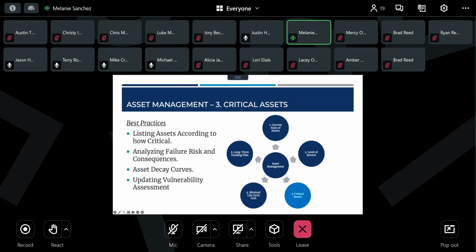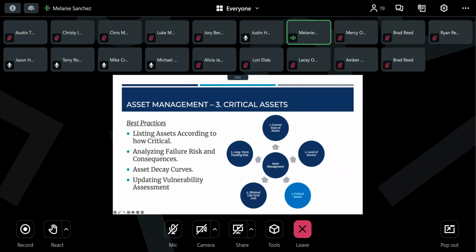So some best practices to follow are listing your assets according to how critical they are. So creating a list of assets and making sure that you figure out what happens if that asset were to fail and how critical that failure would be. Conducting a failure analysis, which includes root cause analysis and failure mode analysis to understand why the assets are failing. Determining the probability of failure and categorizing assets by the type of failure that they're prone to.